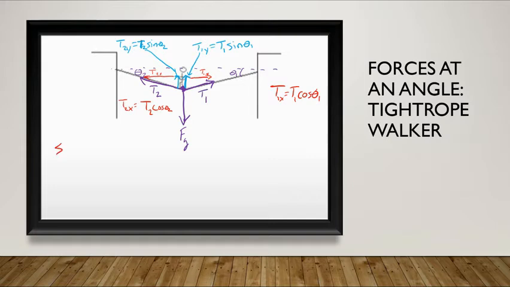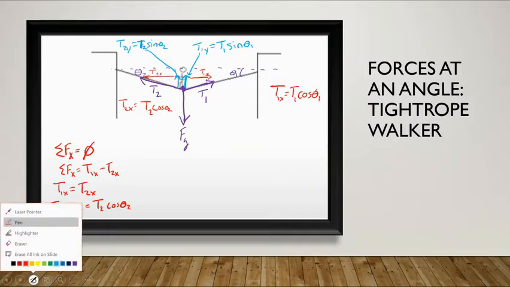So let's look at the sum of our forces in the x direction. The sum of our forces in the x direction is 0 because the object is not accelerating. And the sum of our forces in the x direction is T1x minus T2x. Because those are equal to 0, I know T1x is equal to T2x, or T1 cosine theta 1 is equal to T2 cosine theta 2. Okay? And then we're going to look at our y values.